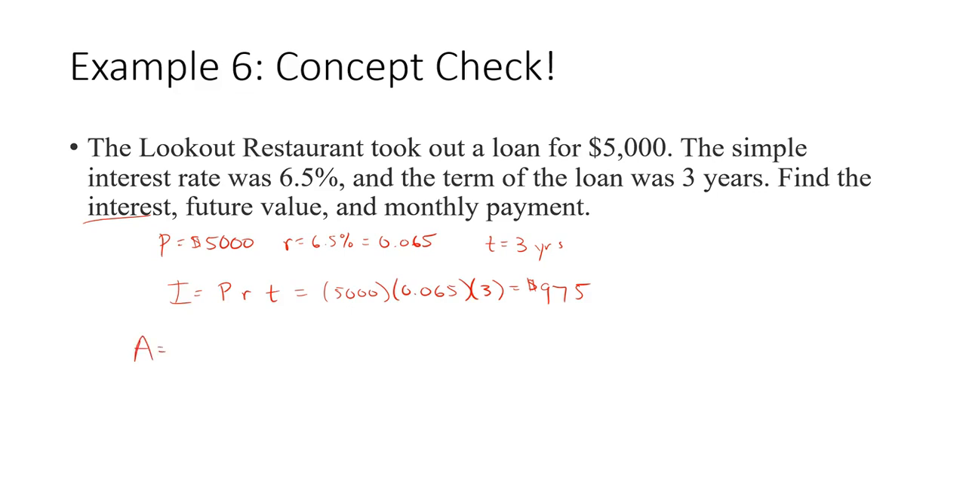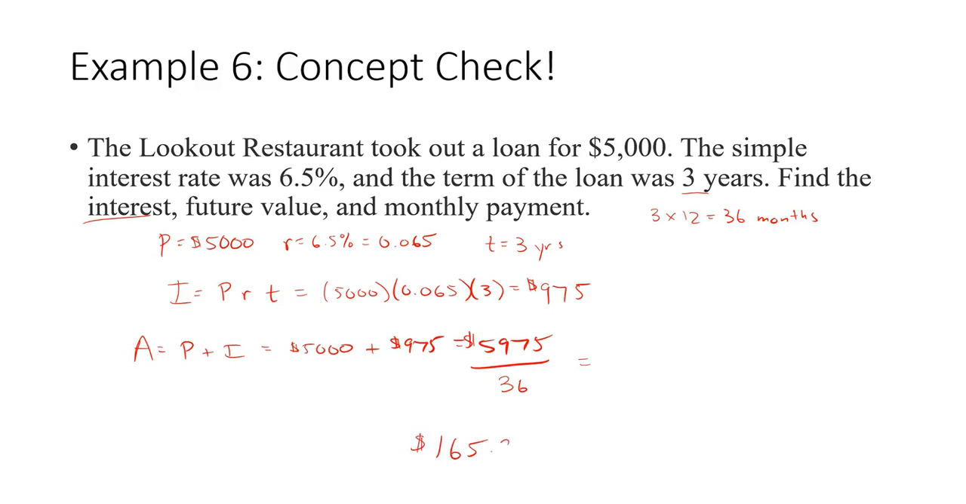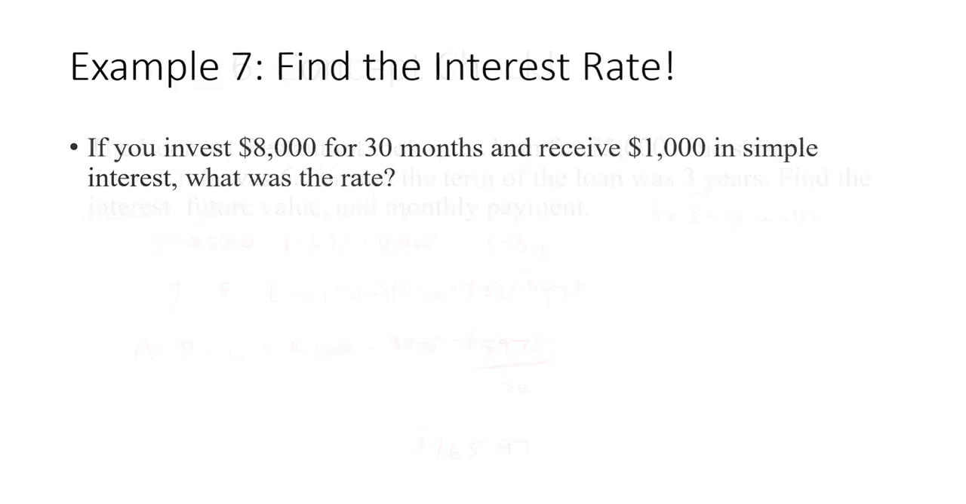The future value, A, is just the principal plus the interest, $5,000 plus $975, which is $5,975. And for the monthly payment, the term of the loan is 3 years. 3 times 12 is 36 months. The future value is the total amount that will be owed, divided by 36, and the monthly payment is $165.97. So let's look at these problems in a slightly different way.